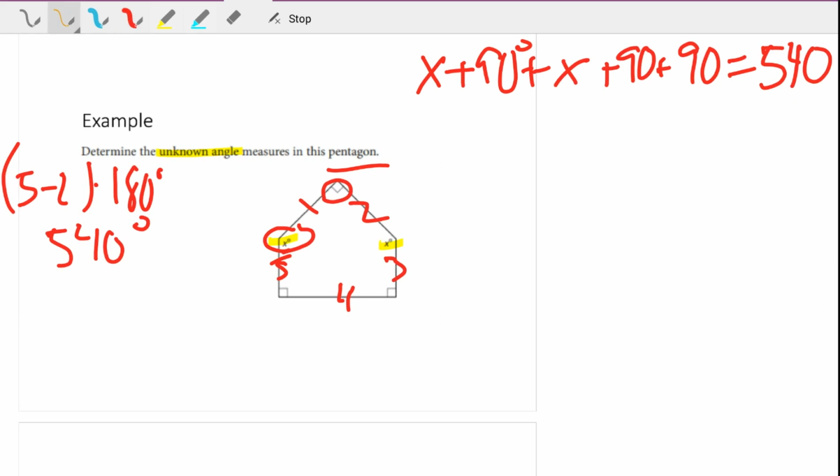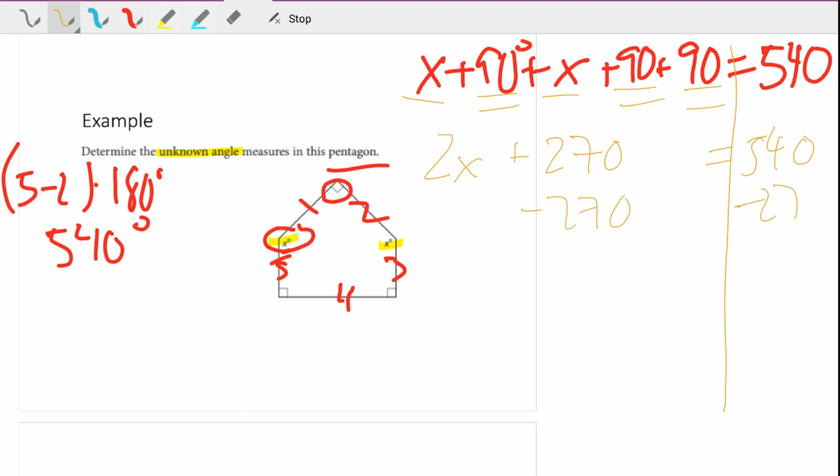What you can do now is same thing as before, isolate your variable, solve. Notice how I always underline with the same number of lines depending on if they are like terms or not. So x and x gives me 2x, 3 90s together give me 270, and that is equal to 540. You would solve by subtracting 270 on both sides. 2x is equal to, I don't know what that is, so 540 minus 270.